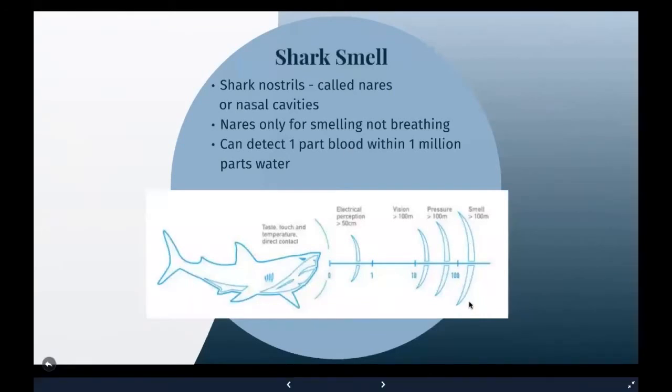So let's study this diagram here. Smell, they can smell up to or over 100 meters. They can sense pressure over 100 meters. They can see just over 100 meters or around 100 meters. They can sense electrical perception with the lateral line and the tiny holes, which we'll talk about shortly, on their head, at about 50 centimeters. And then here represents them directly tasting, touching, and sensing temperature on their bodies.